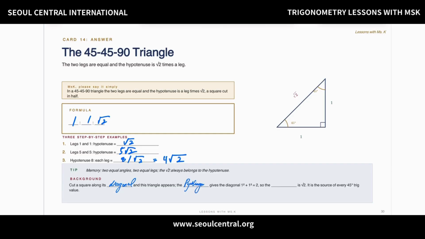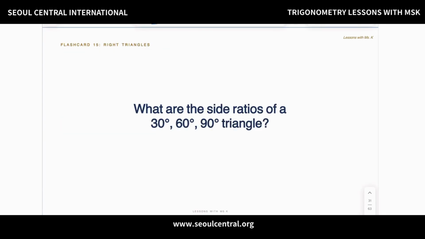That's the Pythagorean theorem, and it gives the diagonal: 1 squared plus 1 squared equals 2. So then the hypotenuse is square root 2. And it is the source of every 45-degree trig value, so you need to remember this.